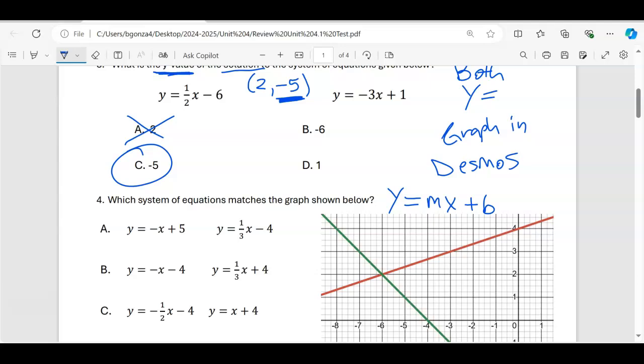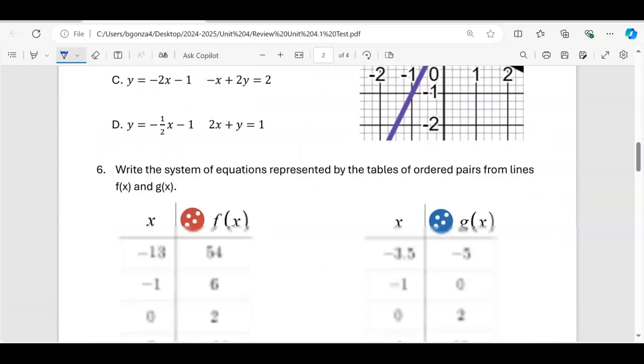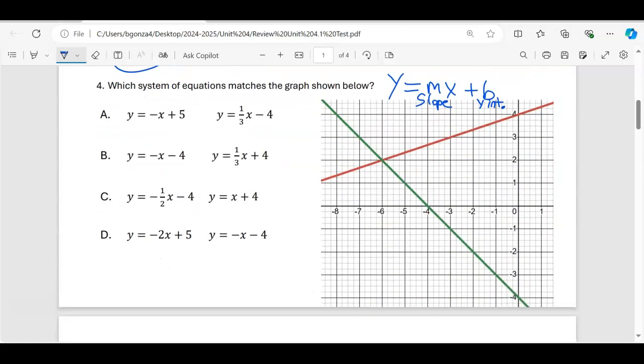Let's try this again. M is the slope, and then B is the y-intercept, right? So I can look at answer C, -1/2 minus 4. Sure, -4 is here, but it's not going down 1/2. D has +5. Again, it does not hit at +5.